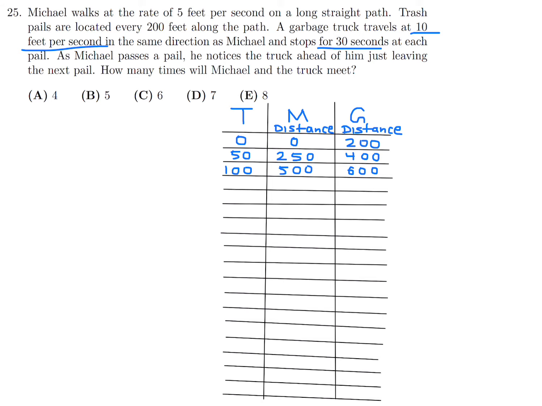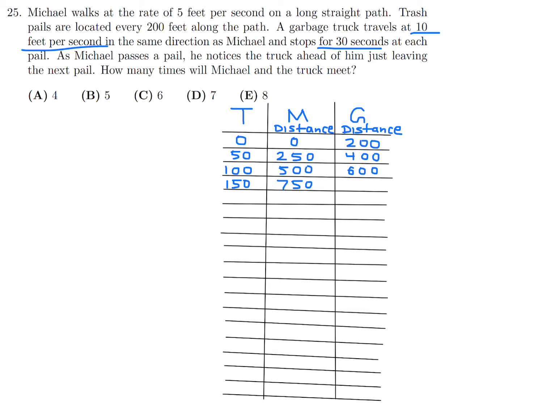They did indeed travel 200, but we have to put a cumulative distance. All right, so far so good. No tricks. All right, let's go. 150 meters. Again, Michael is pretty straightforward. He's just moving along at the same pace. And so is the garbage truck, by the way. We just have to keep in mind that the garbage truck has to stop for 30 seconds.